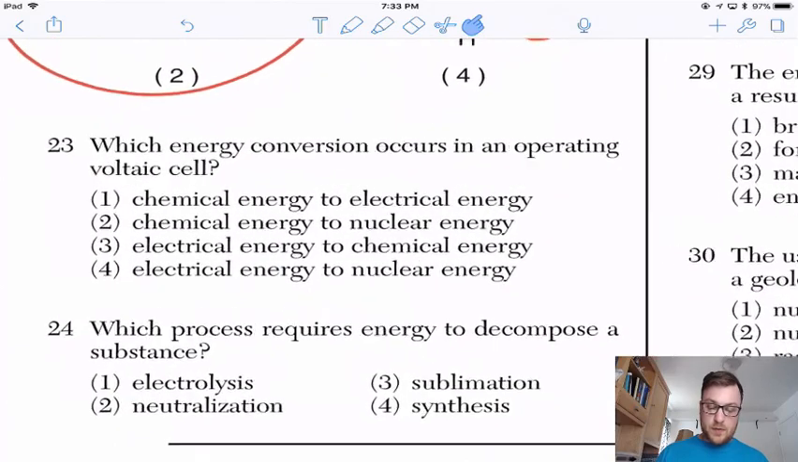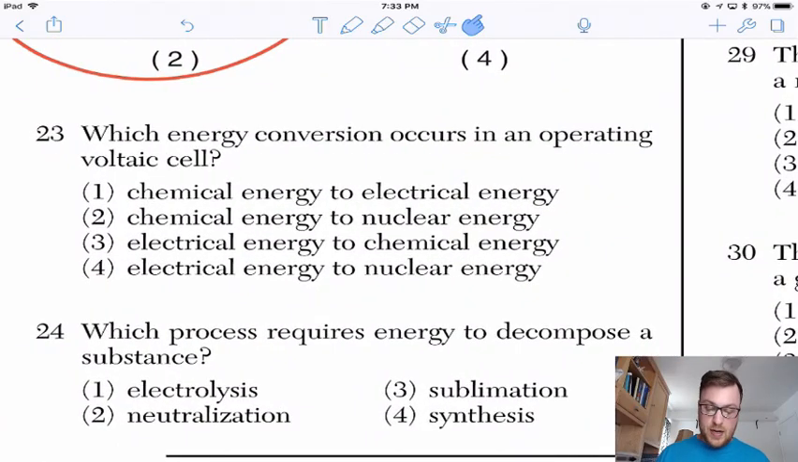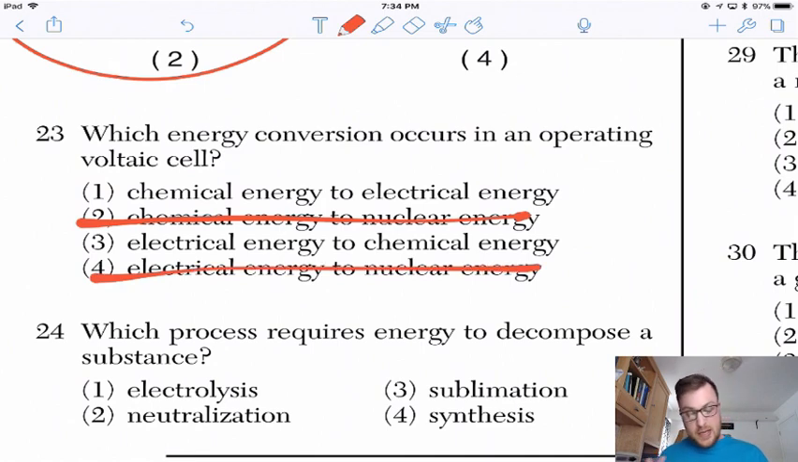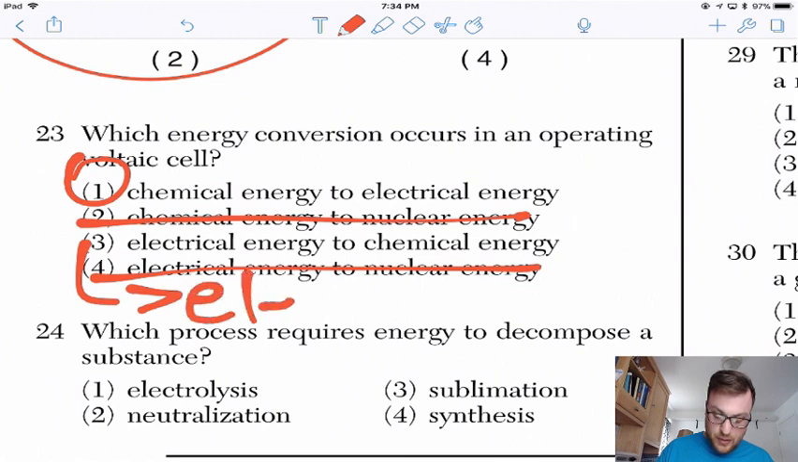Which energy conversion occurs in operating a voltaic cell? So, voltaic and electrolytic cells was during the redox unit, which is electrochemistry. So it's all about electricity. So anything with nuclear in it, you can just cross out. You get it down to the 2 clear choices that could go either way. Answer choice 1 is voltaic. Answer choice 3 is electrolytic.